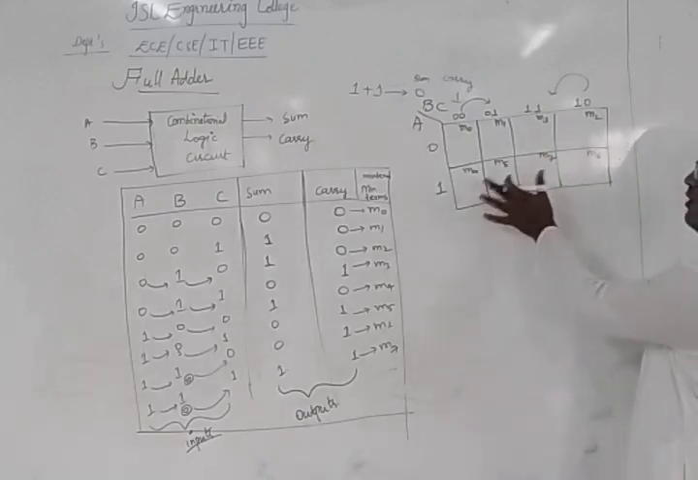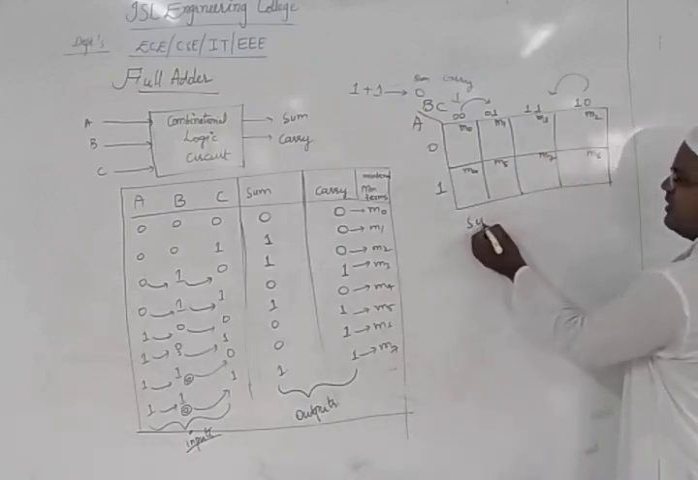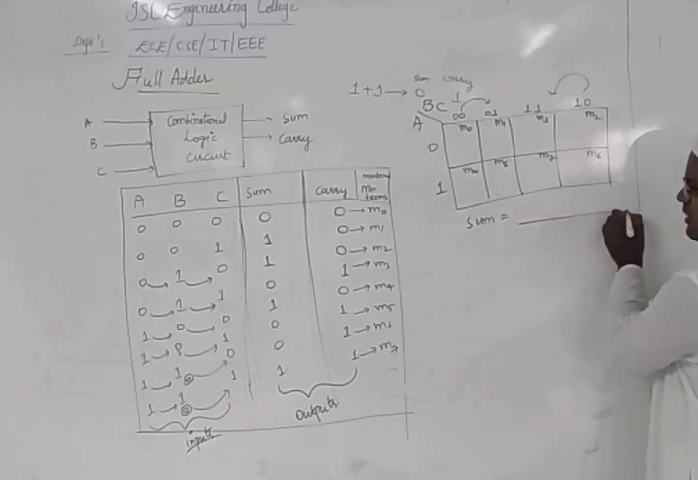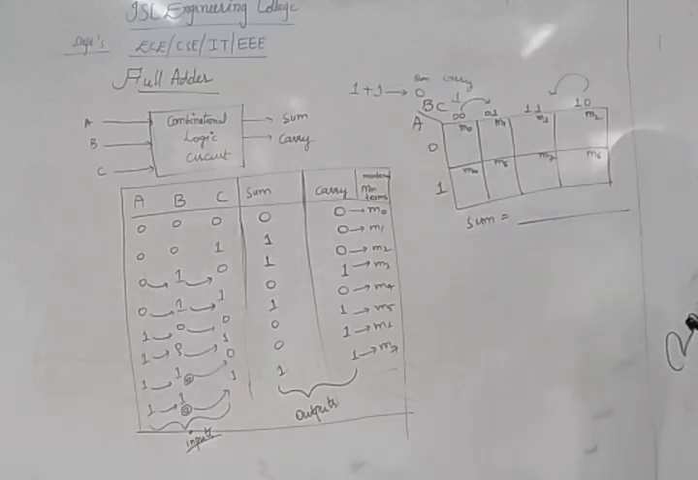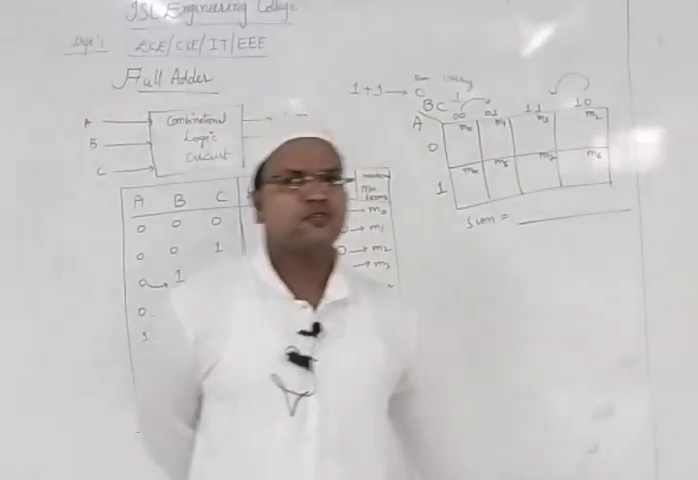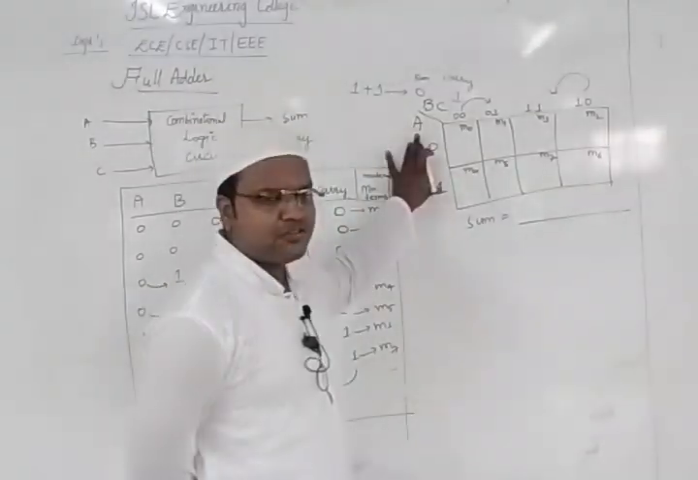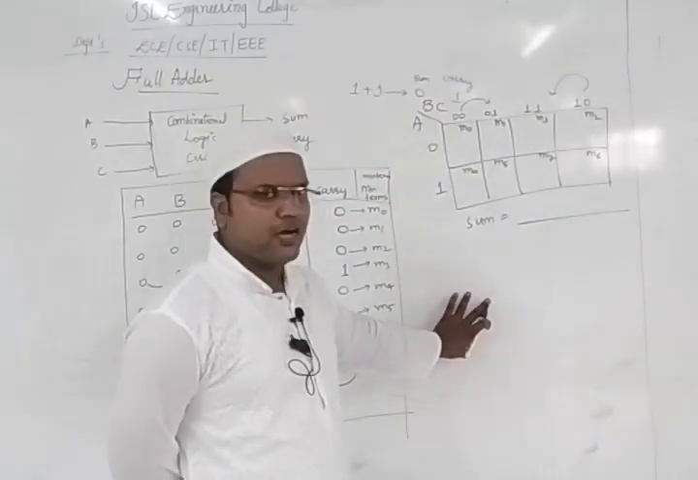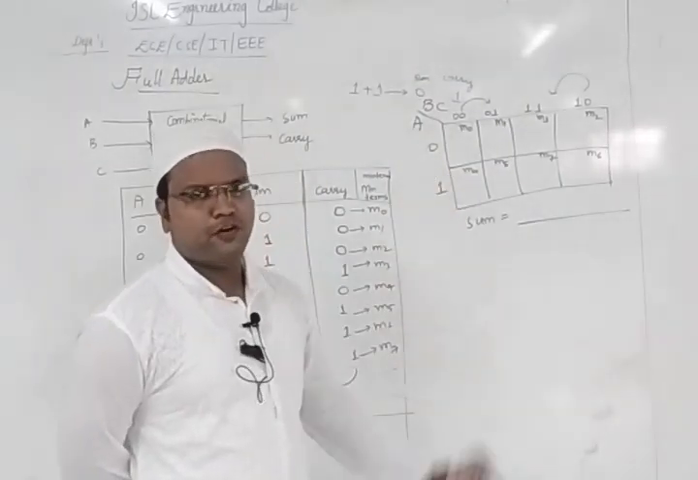What output value do we want to write here? It is for sum. So we want to write the output for sum. We just want to write it down. What is the second thing we need to write? We need to write for carry. So for writing the carry, what will I do? Again, I'll make a three variable K-map, write it down over there and write the output for carry.